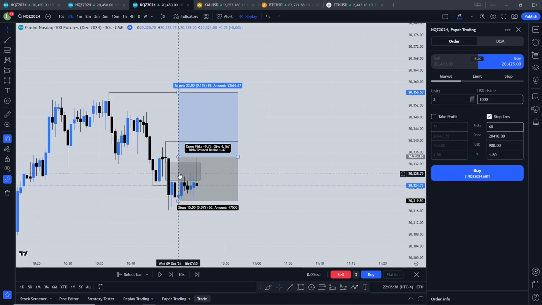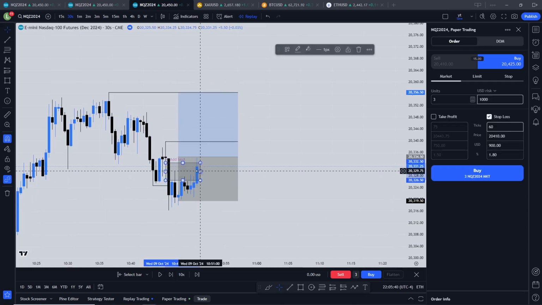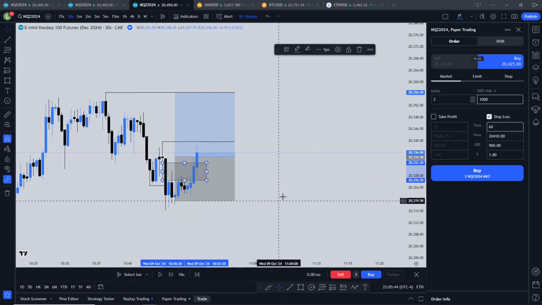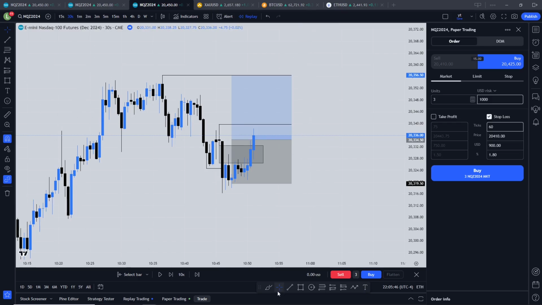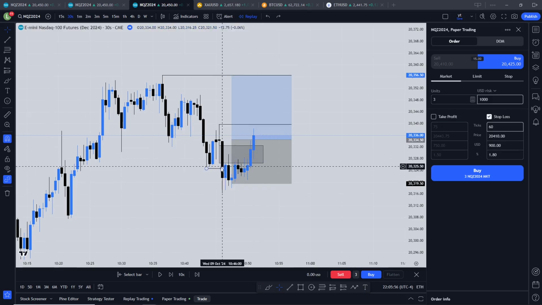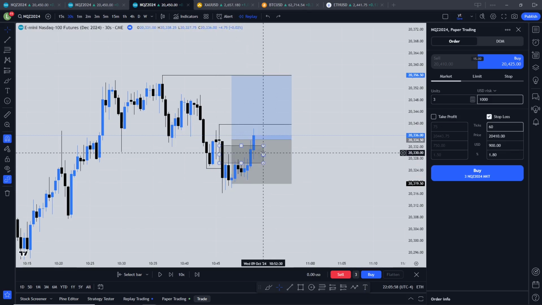Now, do I like this? No. I know we do get an inverse here, but I would not take this, right? So if we look at this price action, this is very choppy. I talk about this a lot. You want good momentum going into it. You want it to inverse really quickly. If it's going to inverse, you want it to inverse. This is very choppy, so I would not enter here.